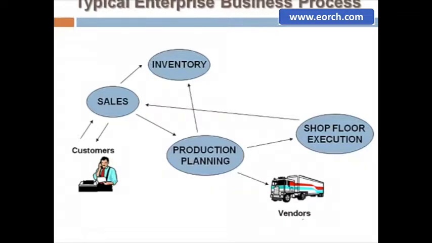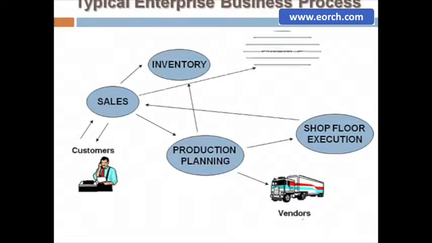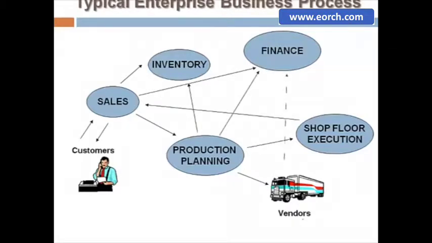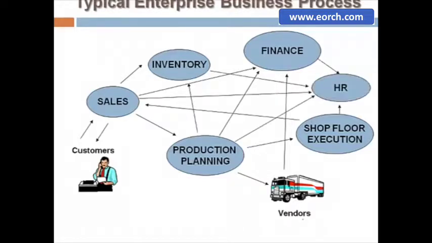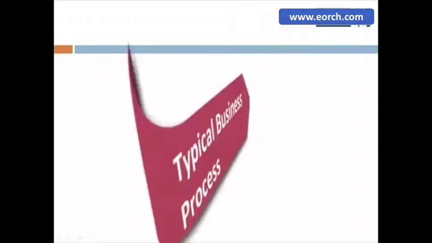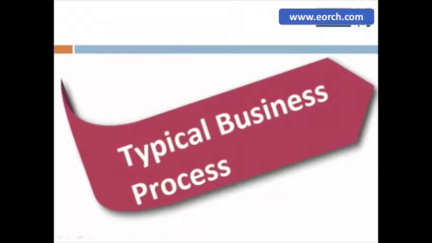client. The sales team updates the finance department with revenue generated by the sale of the product. The production planning team updates the finance department with payments to be made to different vendors for raw materials. All departments approach HR for any human resource related issue. That is the typical business process of any manufacturing company.